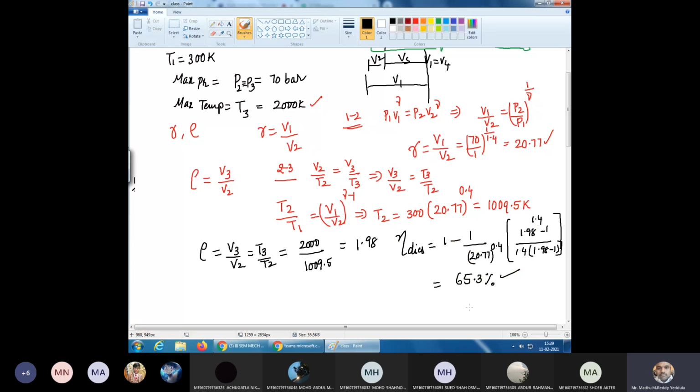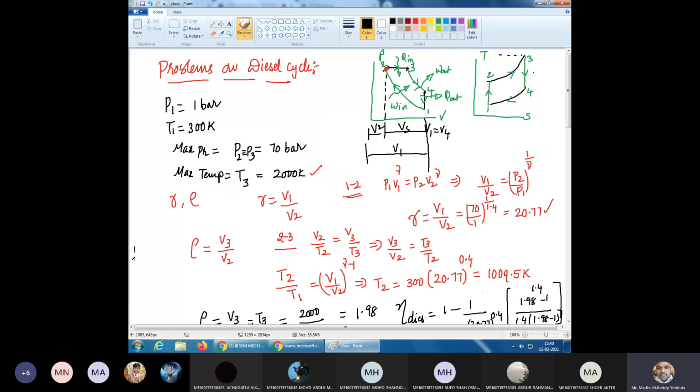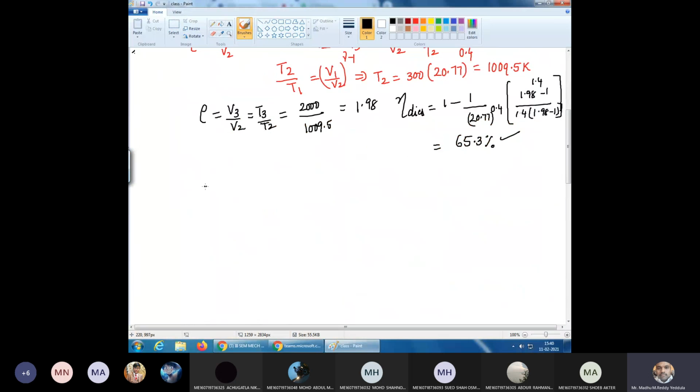This is the direct problem. Now, the second bit: how does the air standard efficiency of this cycle compare with that of a Carnot cycle working with the same maximum and minimum temperature limits? So you want to calculate the efficiency using the Carnot cycle, with the same parameters. If the Carnot engine is working with the maximum and minimum temperature, can you tell me where the temperature is minimum? Temperature is minimum at 1 and maximum at 3. So the source temperature is T3 and the sink temperature is T1.